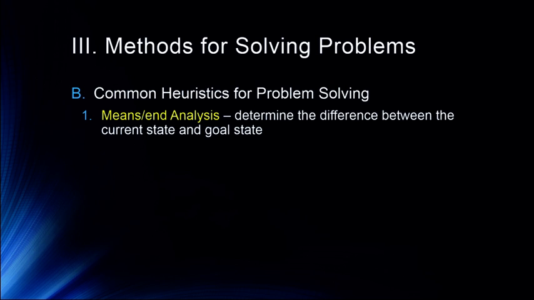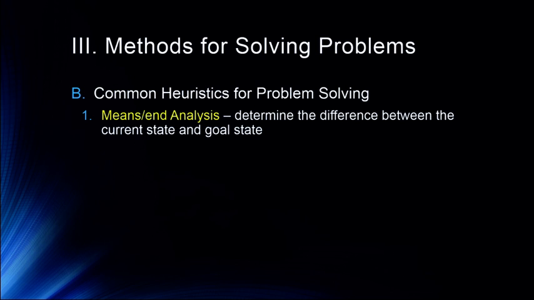So some common heuristics for problem solving include means-end analysis, where we simply determine the difference between our current state and our goal state. And we do this all the time. I want to save $10,000 to go on an elaborate vacation, really just a normal vacation, a day at Disney World. So, you've got $100 in the bank. Now I've got $9,900 to go. And so we're just constantly comparing where we are to where we want to be.